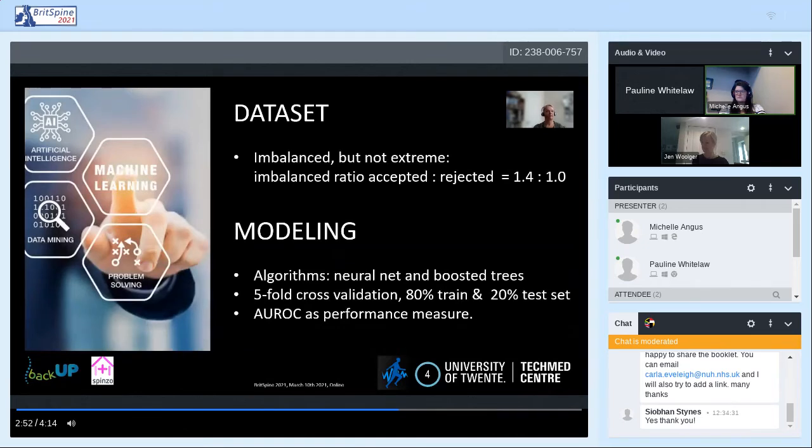The data set was a little bit imbalanced, but not extreme. The imbalance ratio accepted-rejected was 1.4 to 1. For modeling, we used neural network and boosted trees algorithms and 5-fold cross-validation. 80% of the data was used as training set and 20% as test set. And the area under the curve was used as performance measure.